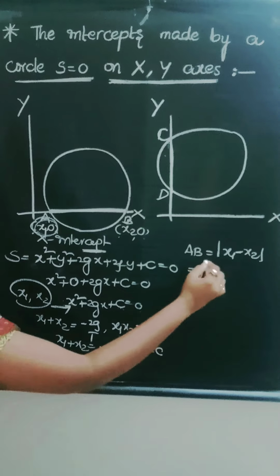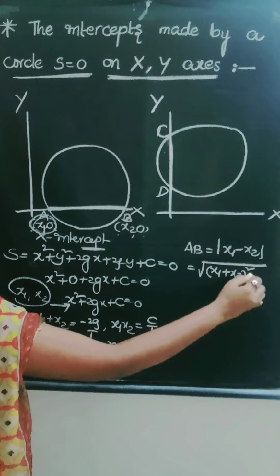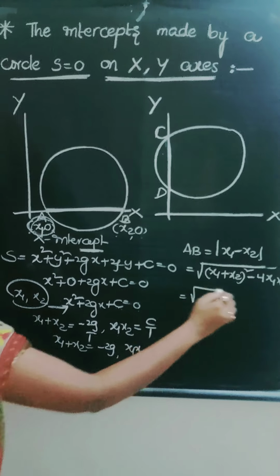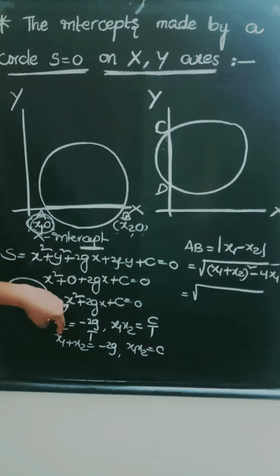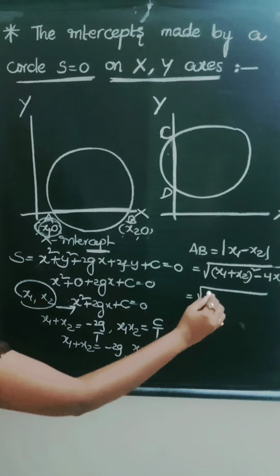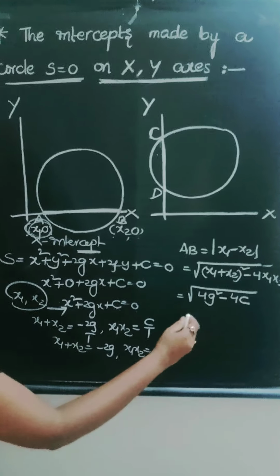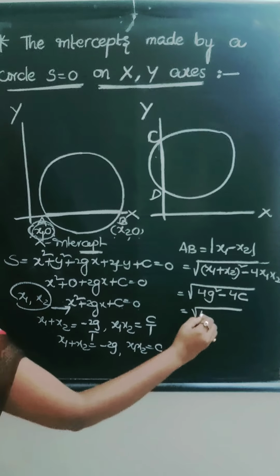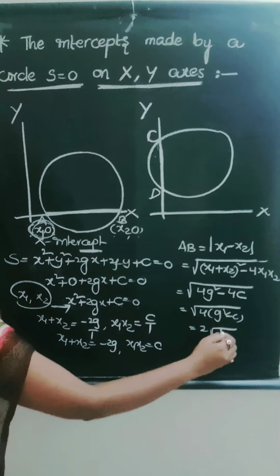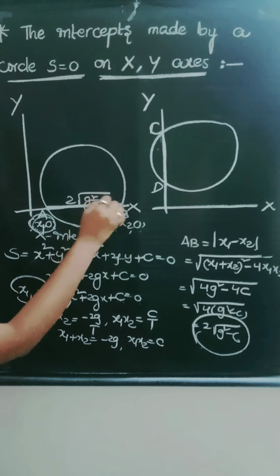Now what is the x1 - x2 value? |x1 - x2| = square root of ((x1 + x2)² - 4x1x2), which is a formula. Now substituting the values, x1 + x2 = -2g, so (-2g)² = 4g², minus 4 into x1x2, and x1x2 = c. This is the square root of 4(g² - c), which equals 2√(g² - c). Therefore, the length of the x-intercept is 2√(g² - c).